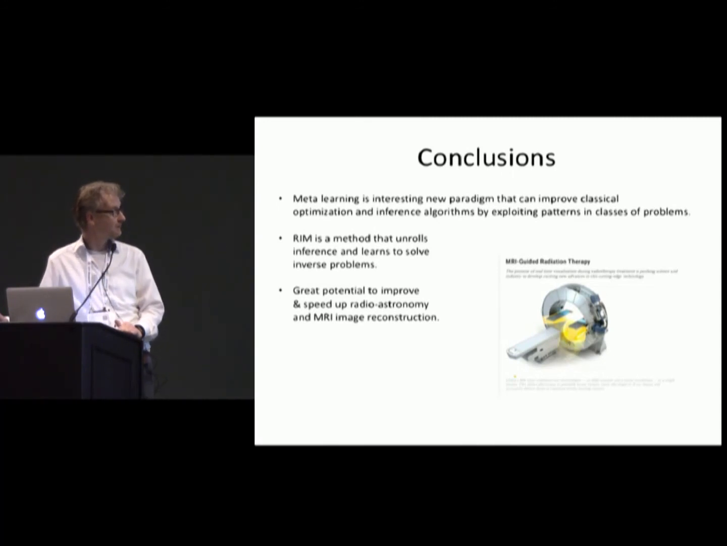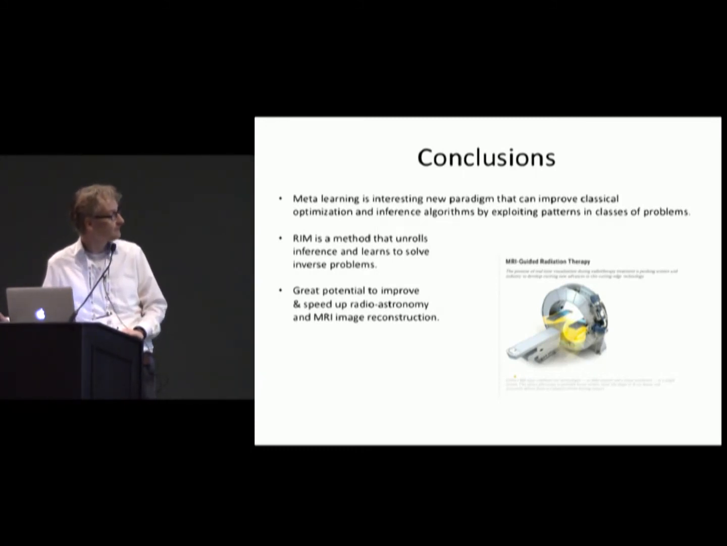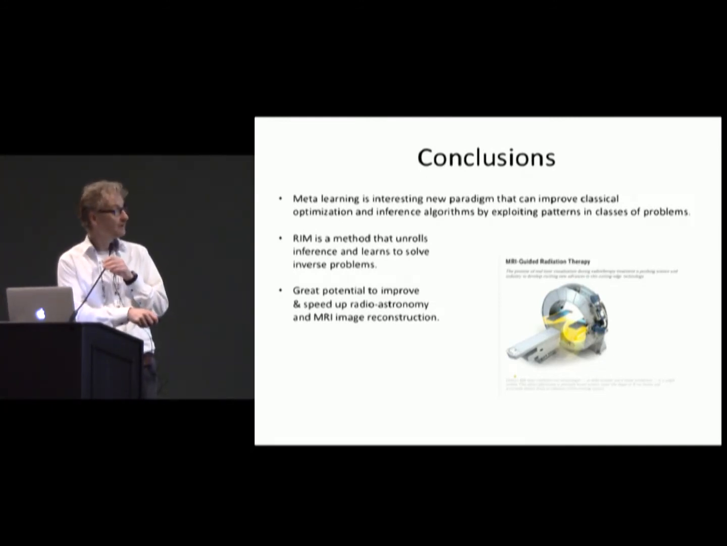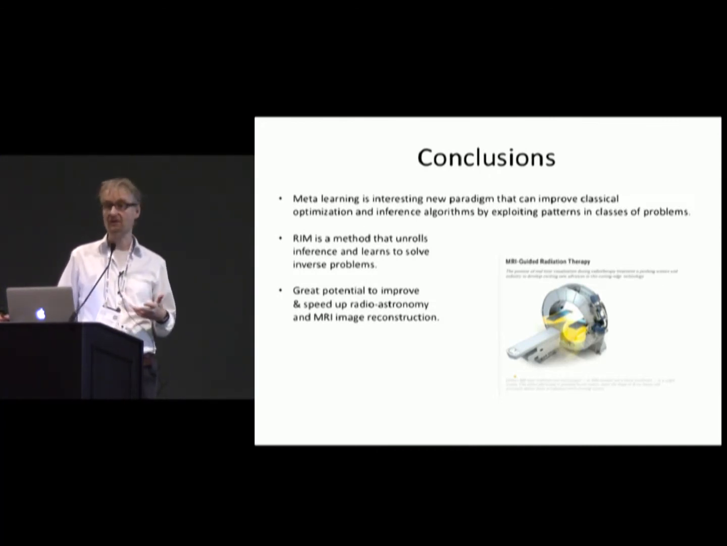So the RAM is a method that unrolls inference in particular and learns to solve inference problems. It's connected to a lot of work that I really didn't go into very much, but there's work in computer vision that connects to this, and all sorts of other good stuff. And it has great potential to improve both speed up and accuracy in radio astronomy and MRI image reconstruction, in my opinion. In particular, I'm very hopeful that one day we can actually do real-time MRI imaging to build these kinds of machines, or to make sure that we can radiate and image at the same time.